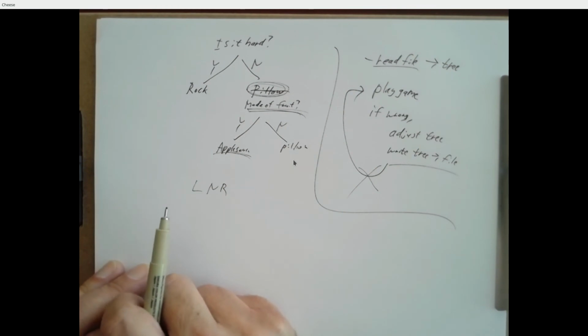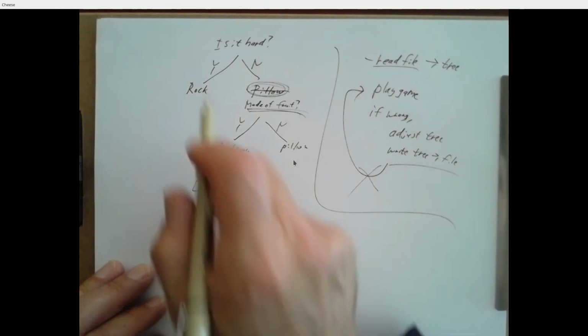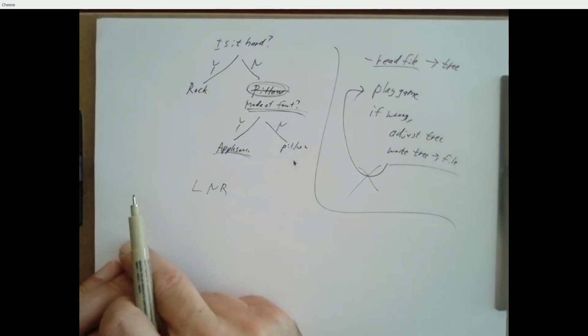When you define your tree, instead of defining a dot left and a dot right, you might want to define a dot yes and a dot no. So you don't have to keep track of which one's left or right. That's legal.